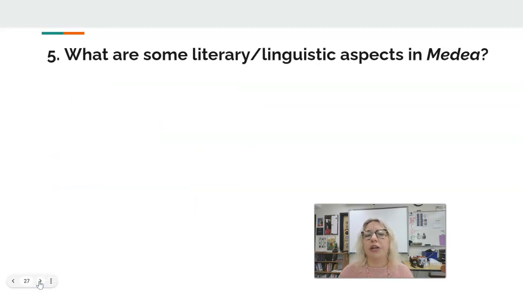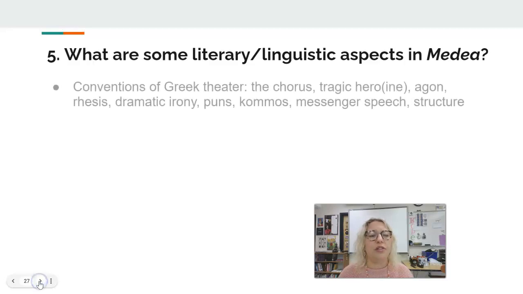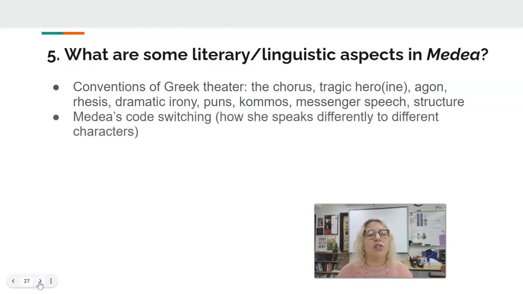How about literary linguistic aspects or authorial choices? Well, we've got all the conventions of Greek theater that you could write about. You could write about any one of these or multiple aspects, and you could talk about how Euripides either follows the conventions or doesn't follow them and the effect of that. You could talk about Medea's code switching. Are you familiar with this term, code switching? It's the idea of using a different register or a different way of speaking based on the person you are speaking to.